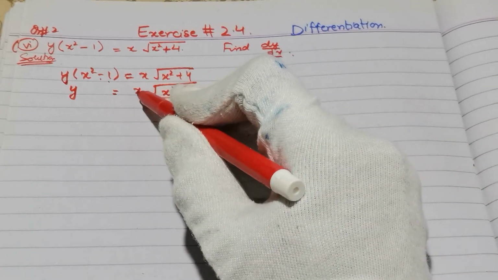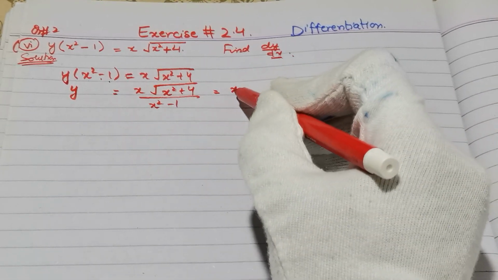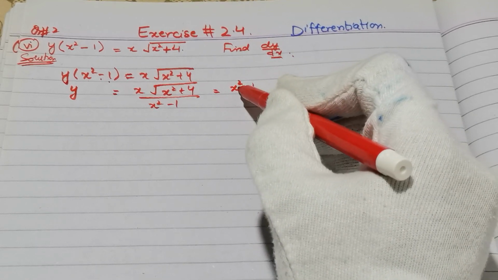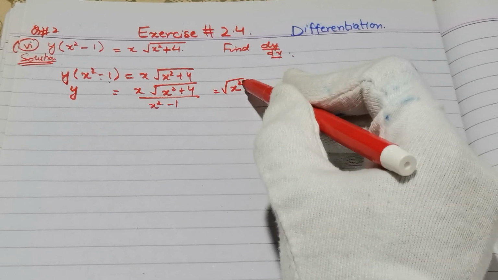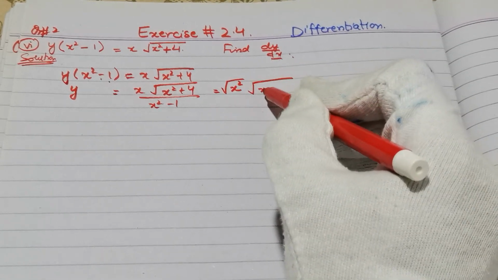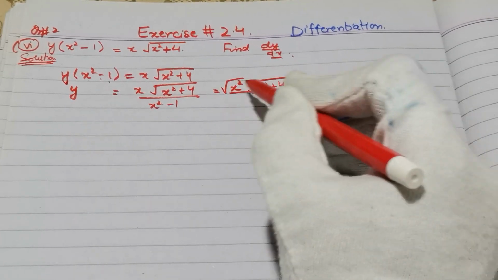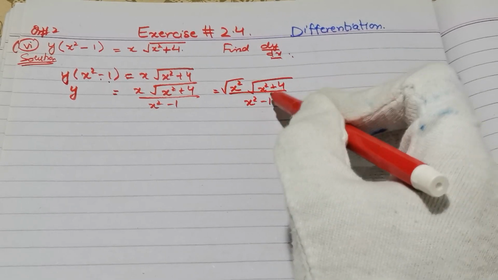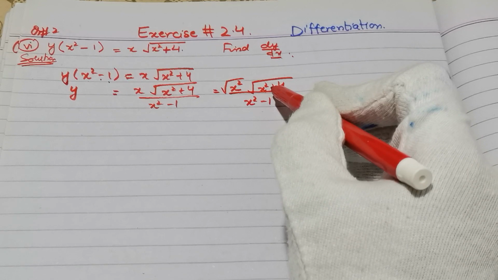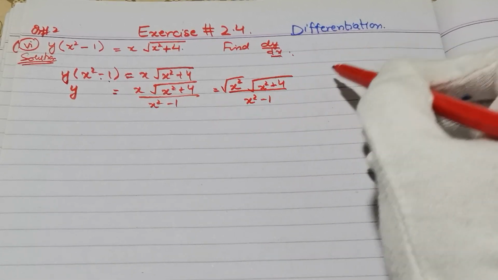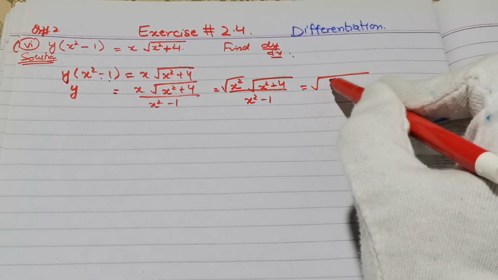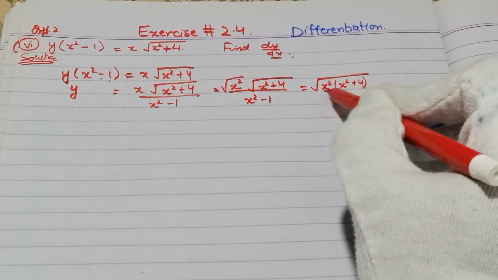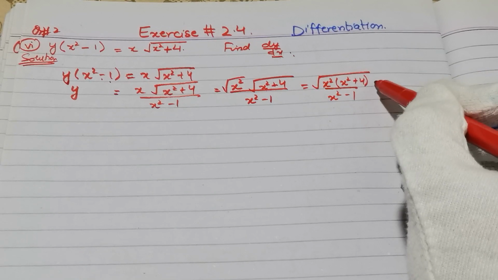If we apply x square and under root, it doesn't impact this equation. So x square minus 1. Now we will combine these two. How to combine? X square into x square plus 4, over x square minus 1.